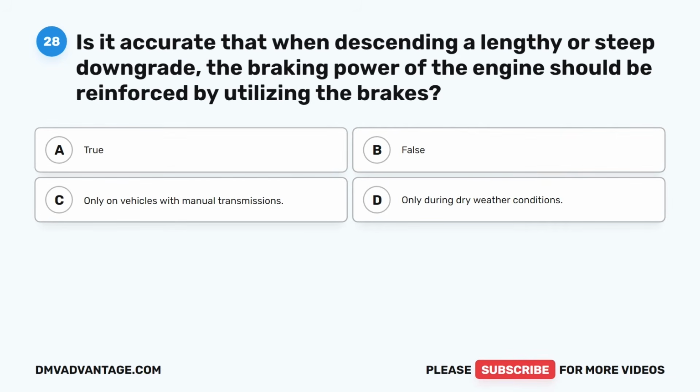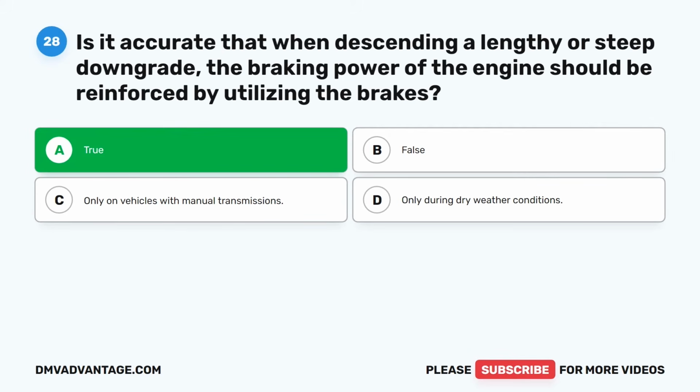Question 28. Is it accurate that when descending a lengthy or steep downgrade, the braking power of the engine should be reinforced by utilizing the brakes? A, true. B, false. C, only on vehicles with manual transmissions. D, only during dry weather conditions. The correct answer is A, true.